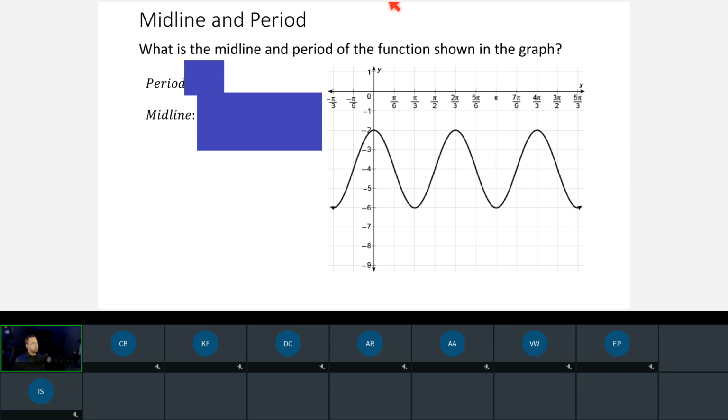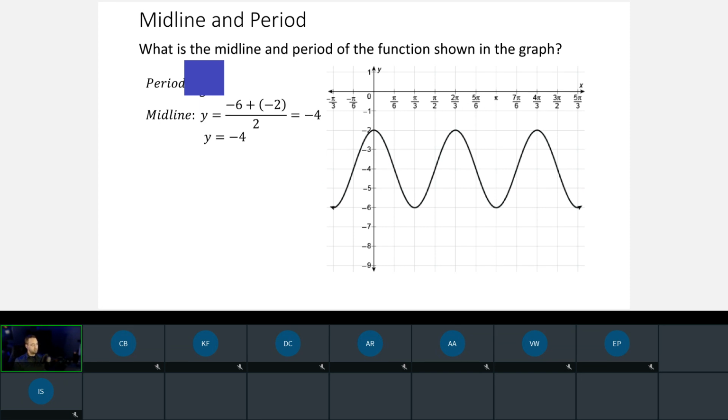All right, midline and period. What is the midline and period of the function shown in the graph? You'll be presented this graph, and it's going to ask you these questions. Let's do the easy one, the midline first. What's the midline of this graph here? Y equals negative 4. You can see that. Yep, that is the midline. Y equals negative 4.